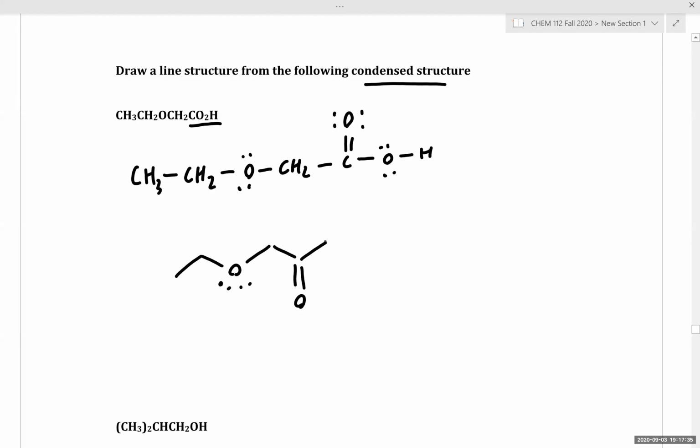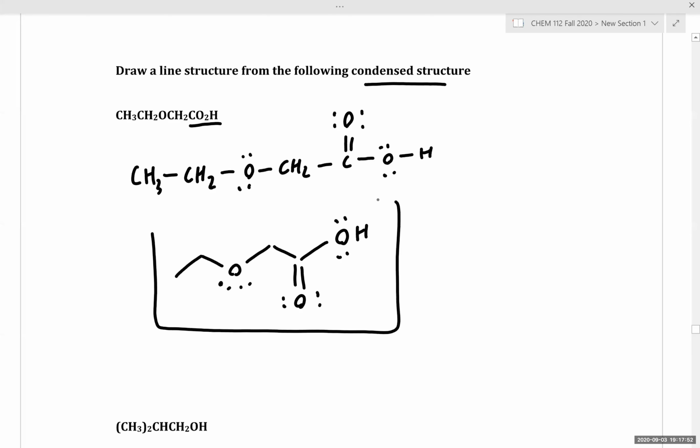Of course, if you're able to skip straight to the line structure, you're more than welcome to do so. But I find tackling these problems step by step can often save you a lot of trouble. So here we go, and this is our final bond line structure for the following condensed structure. Does this make sense to everyone?